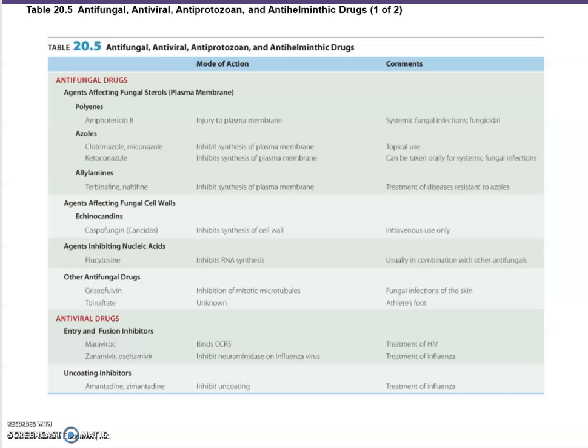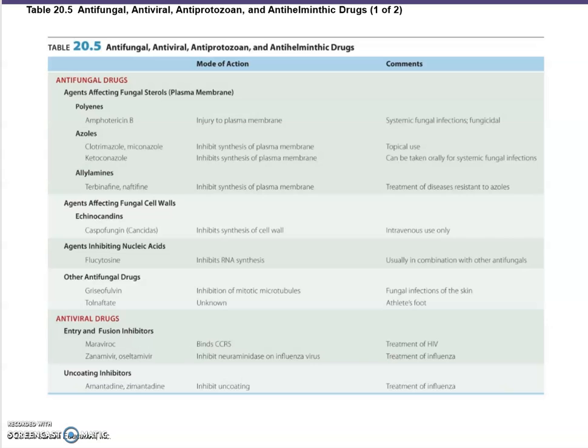Now we are moving on into antifungal, antiviral, antiprotozoan, and antihelminthic drugs. Let's start with the antifungal drugs. So those would be against fungi. Now the problem here is that fungal cells are eukaryotic cells, and that means that they're closer in the way they work to our cells. It will be harder to find selective toxicity drugs that are affecting the fungus but not your cells.